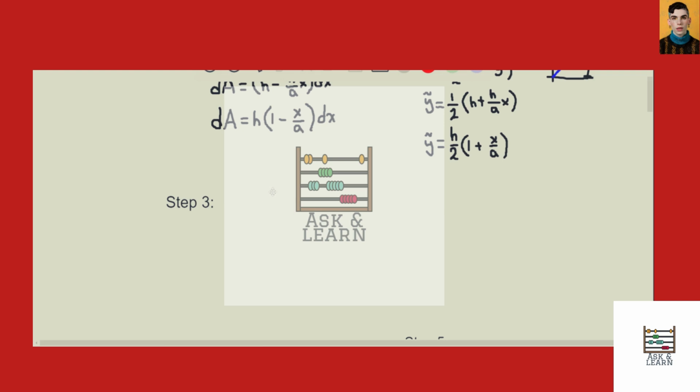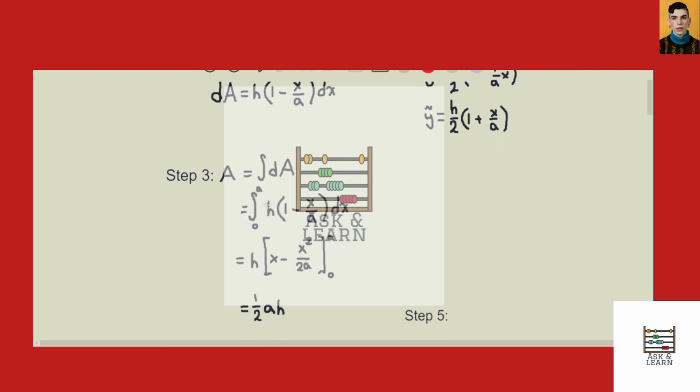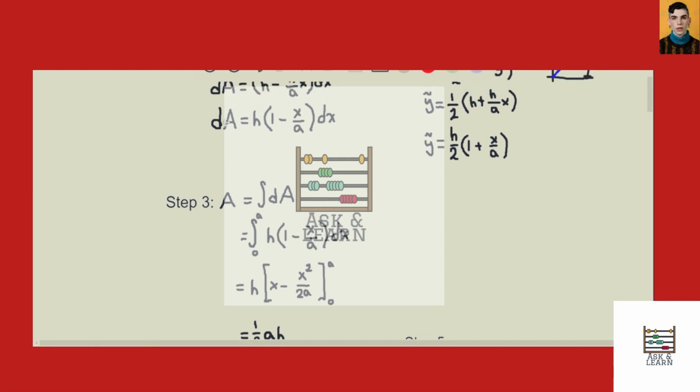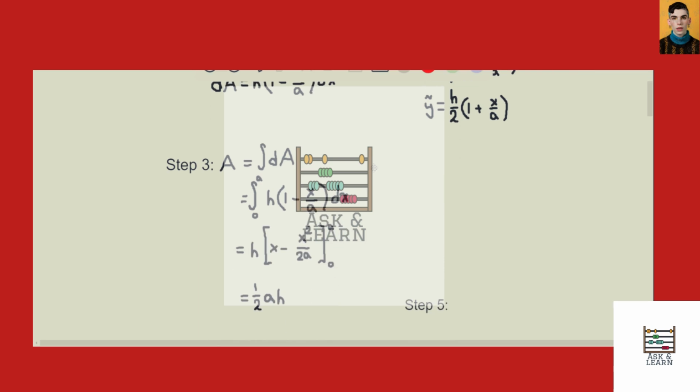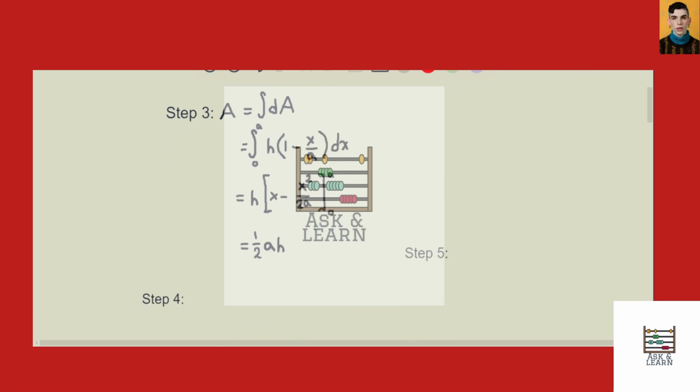Now it's time for our integrals. So area is the integral of dA. I pulled this down here. We integrate from 0 to a, right? We're slicing along the x. So 0 to a, I did that integral here. H is just a constant, so you can pull it out. And this simplifies down to 1/2 ah.